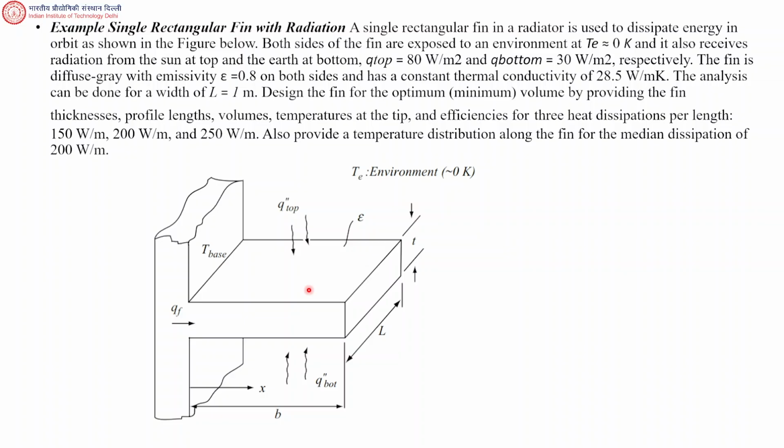Really nothing new. It's the same problem that we are talking about, just some numbers have been given. But here, this last sentence is something new in the sense that it defines a problem. So you have to get the minimum volume by providing the fin thickness and profile length, volume, temperature at the tip, efficiencies for 3 heat dissipations per length. So there's this QF, some QF values are given in the problem.